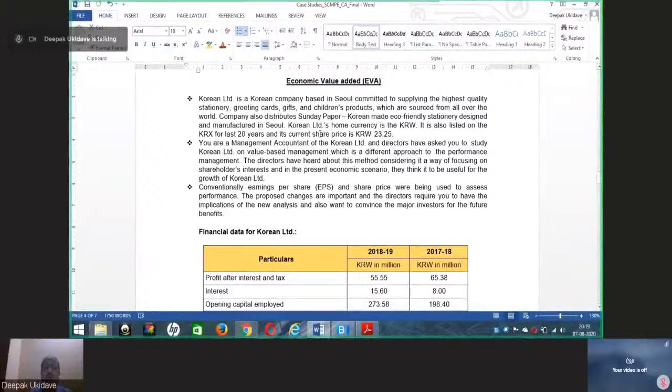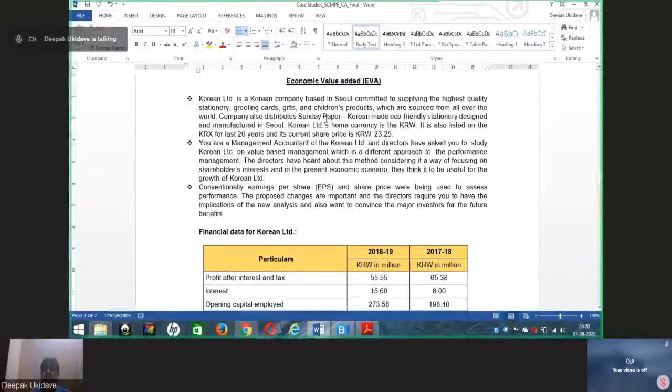It's a Korean company, Korean Limited, based in Seoul, committed to supplying the highest quality stationery, greeting cards, gifts and children's products, which are sourced from all over the world. It is a stationery and gift supplying company, a trader. They are procuring from sources all over and selling it. That's all. So it's a trade business.